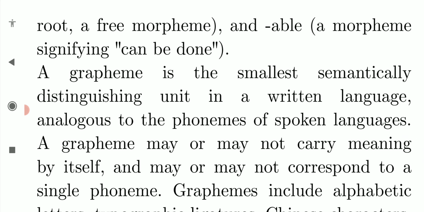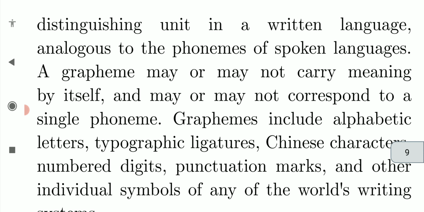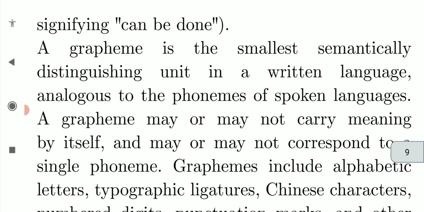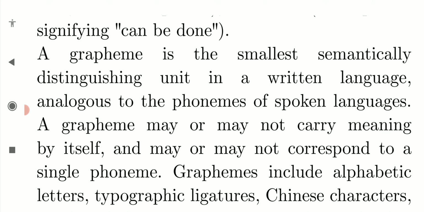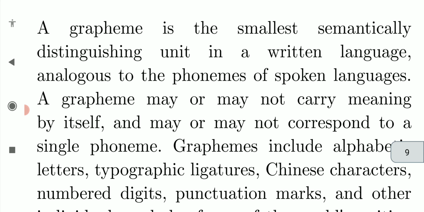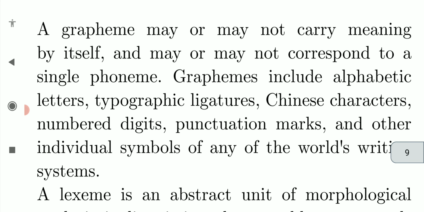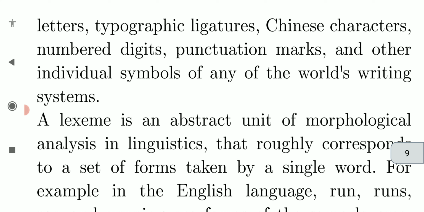A grapheme is the smallest semantically distinguishing unit in a written language, analogous to the phonemes of a spoken language. So phonemes refer to spoken language, graphemes refer to written language. A grapheme may or may not carry meaning by itself, and may or may not correspond to a single phoneme. Graphemes include alphabetical letters, typographic ligatures, Chinese characters, numbers, etc.